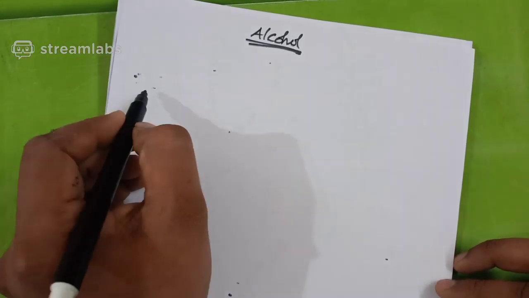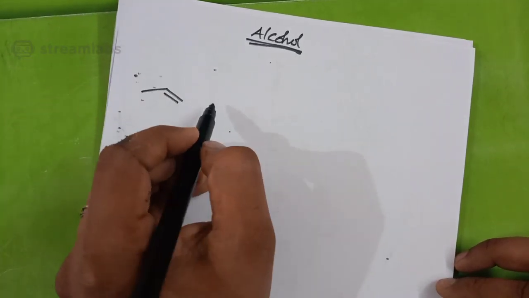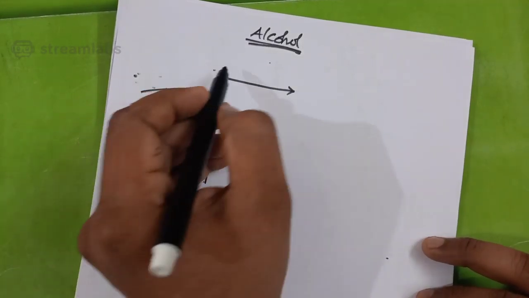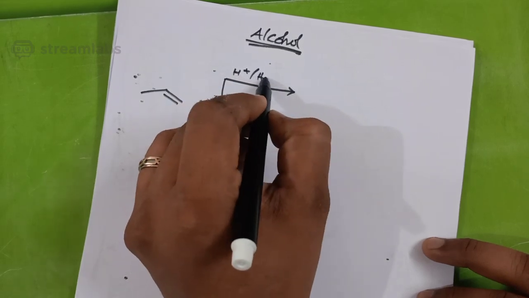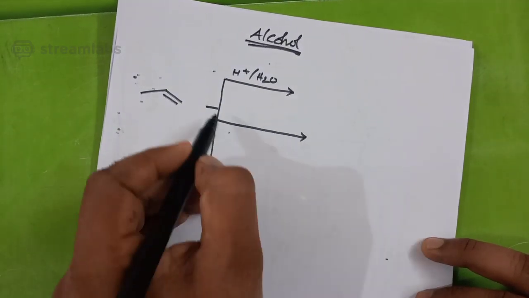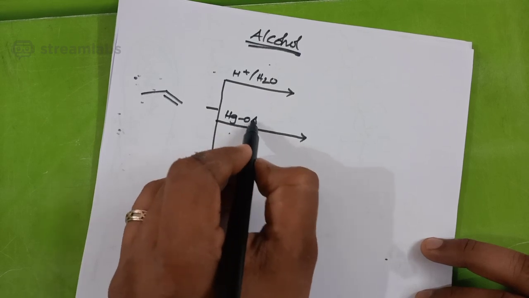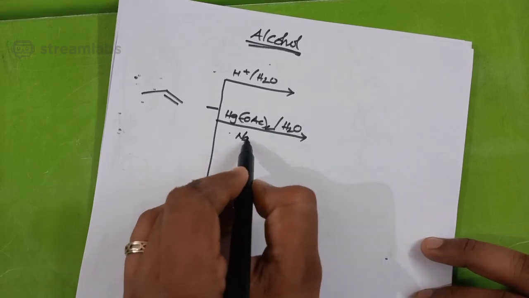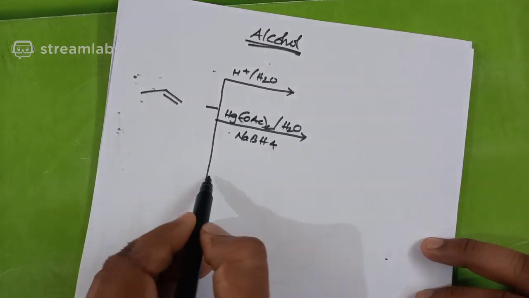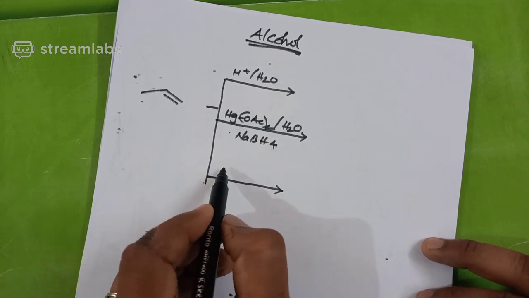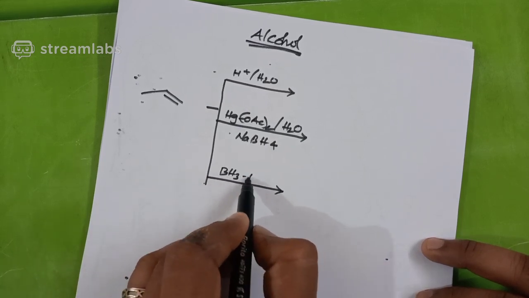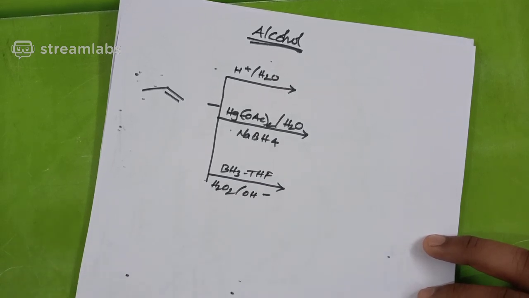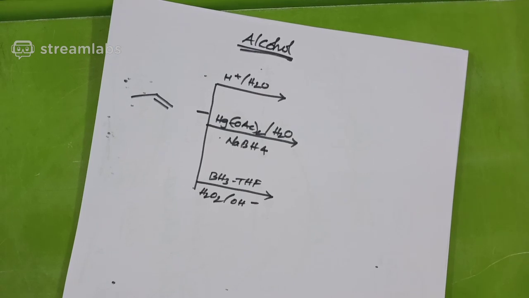alkenes. I'm taking propene to explain this concept. It can be treated with the well-known reaction with simple H+ and H2O, or with Hg(OAc)2 and water in the presence of NaBH4, or with BH3 in THF followed by H2O2 and OH-. Mainly we are discussing this for the addition of water.